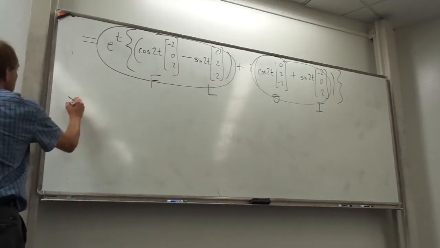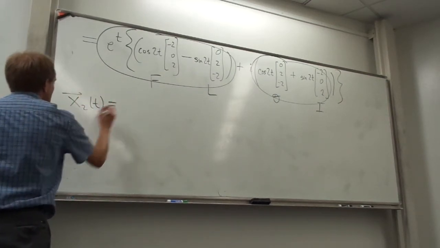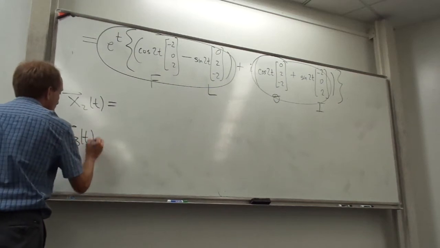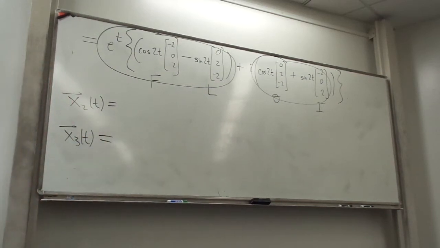So I'm going to go ahead and write them down right now. x2 of t and x3 of t. Is everybody following what I'm saying? You don't have to work out the other lambda. I did it in class on the first example, but you don't have to do that every time.